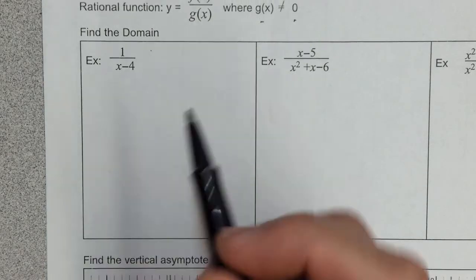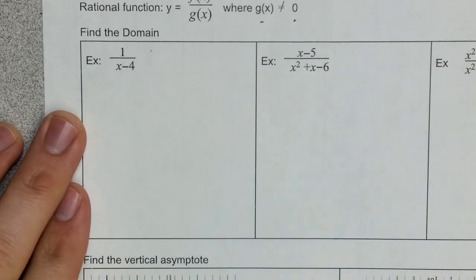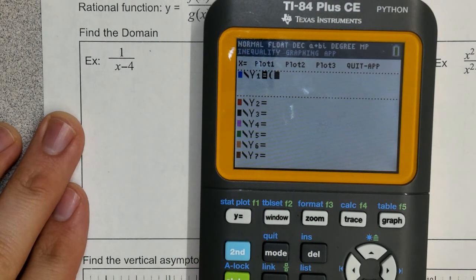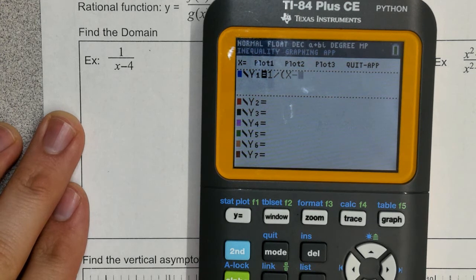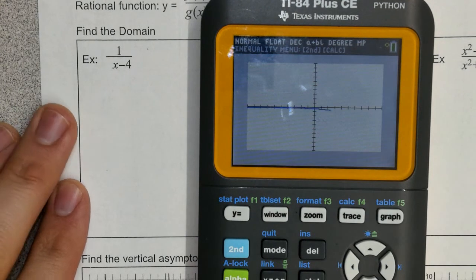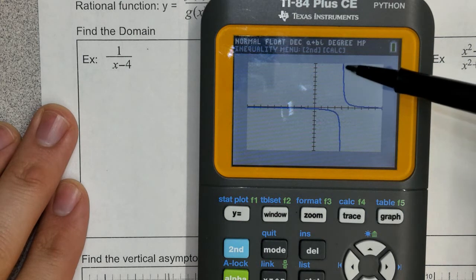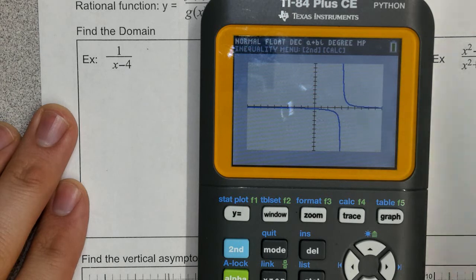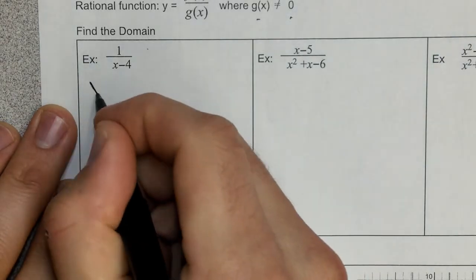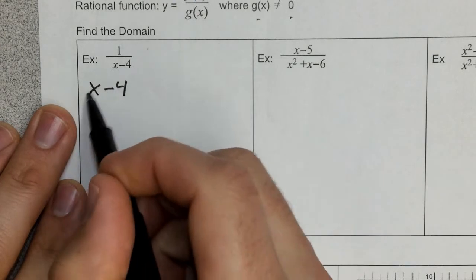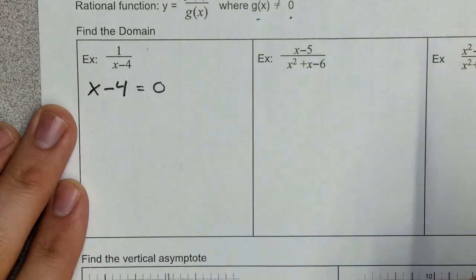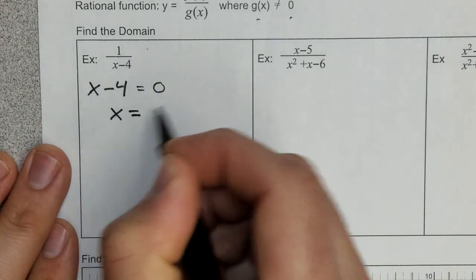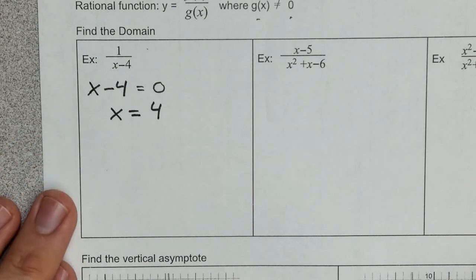Okay, so for example, if I have 1 over x minus 4, and I take a look at the graph of 1 divided by x minus 4, you see that there's a break in the graph here, and that break is called a vertical asymptote. Okay, there at 4. We can figure this out algebraically by taking the denominator and saying, okay, where is that thing 0? That's going to tell us where the vertical asymptote is, and it's going to tell us what value can't be in the domain. And so we can see that it's at 4.